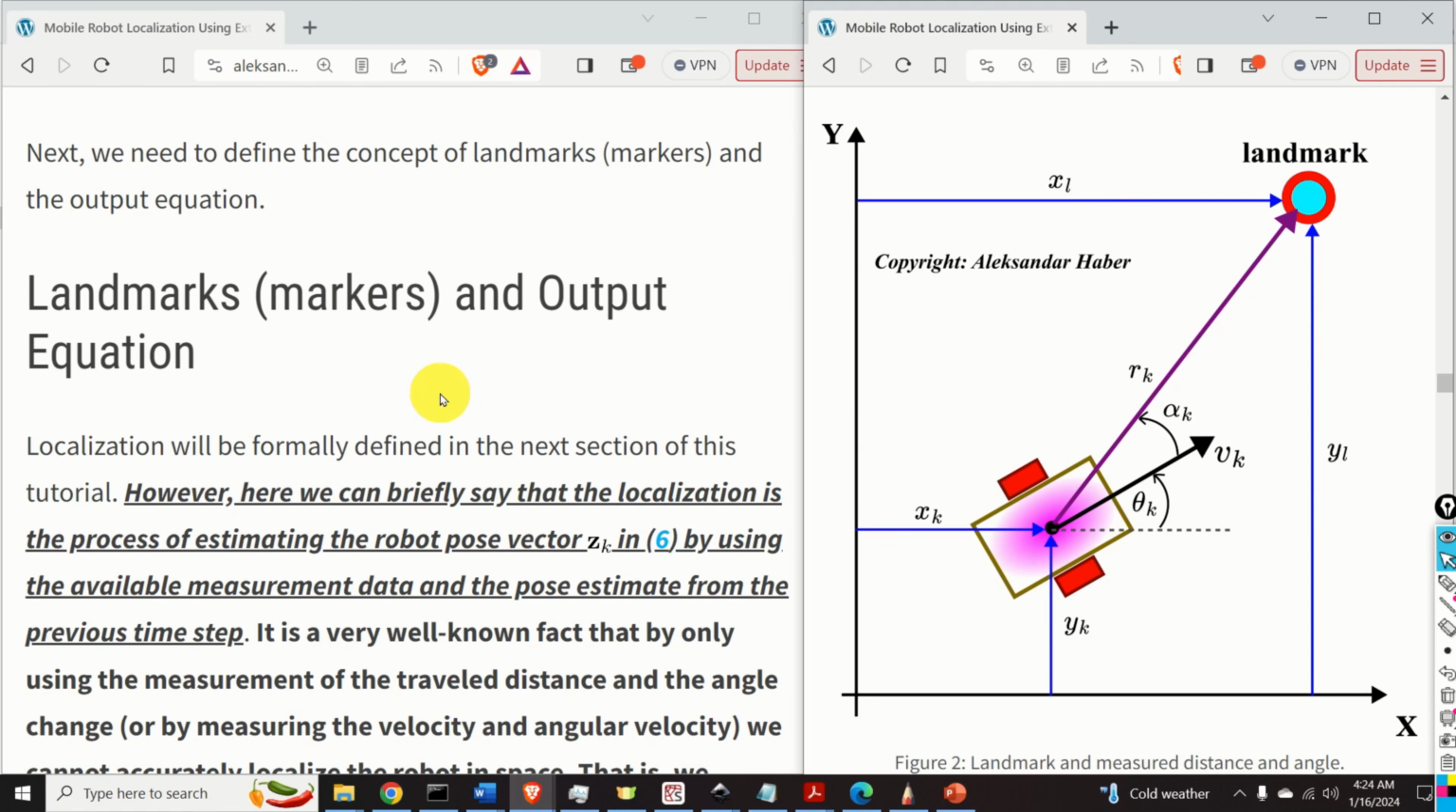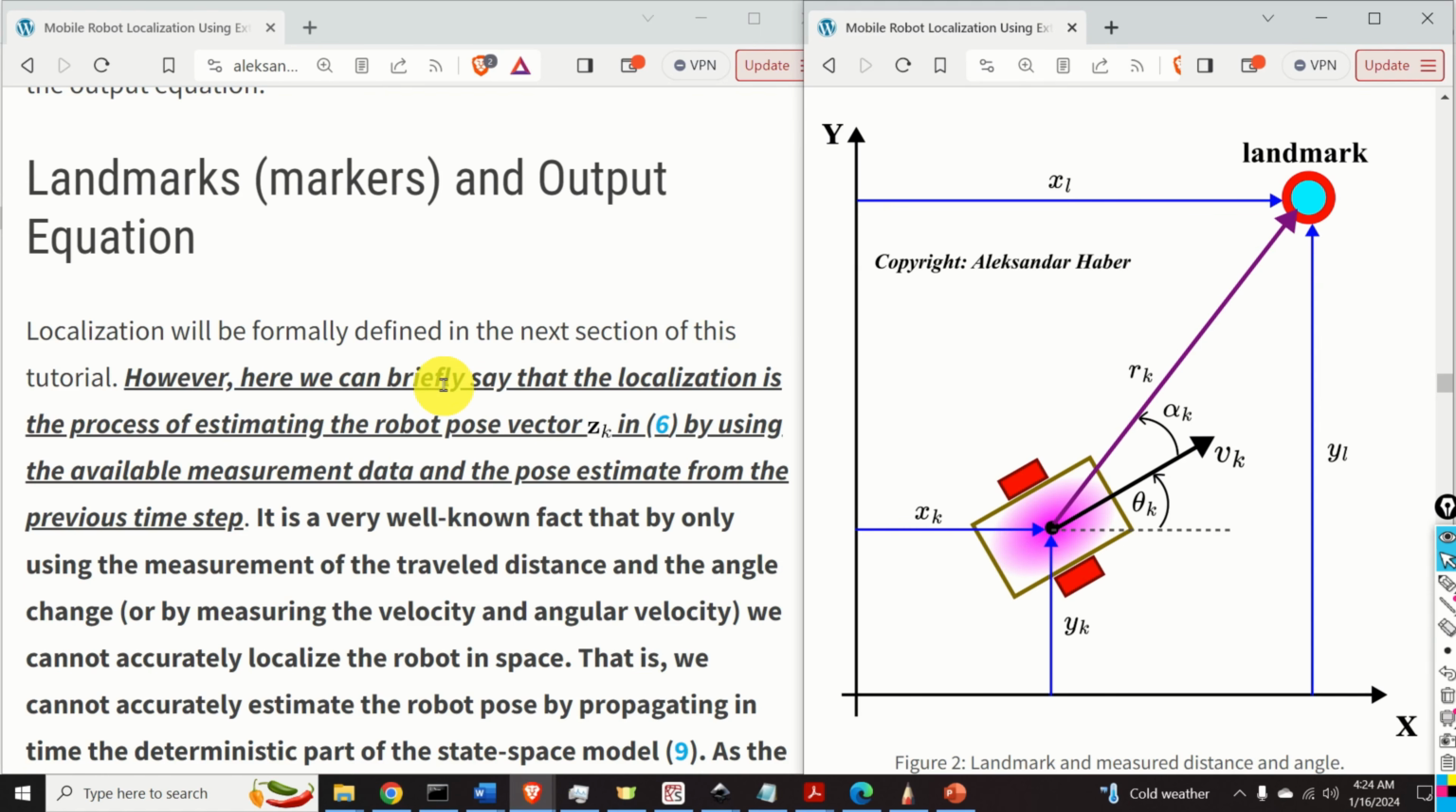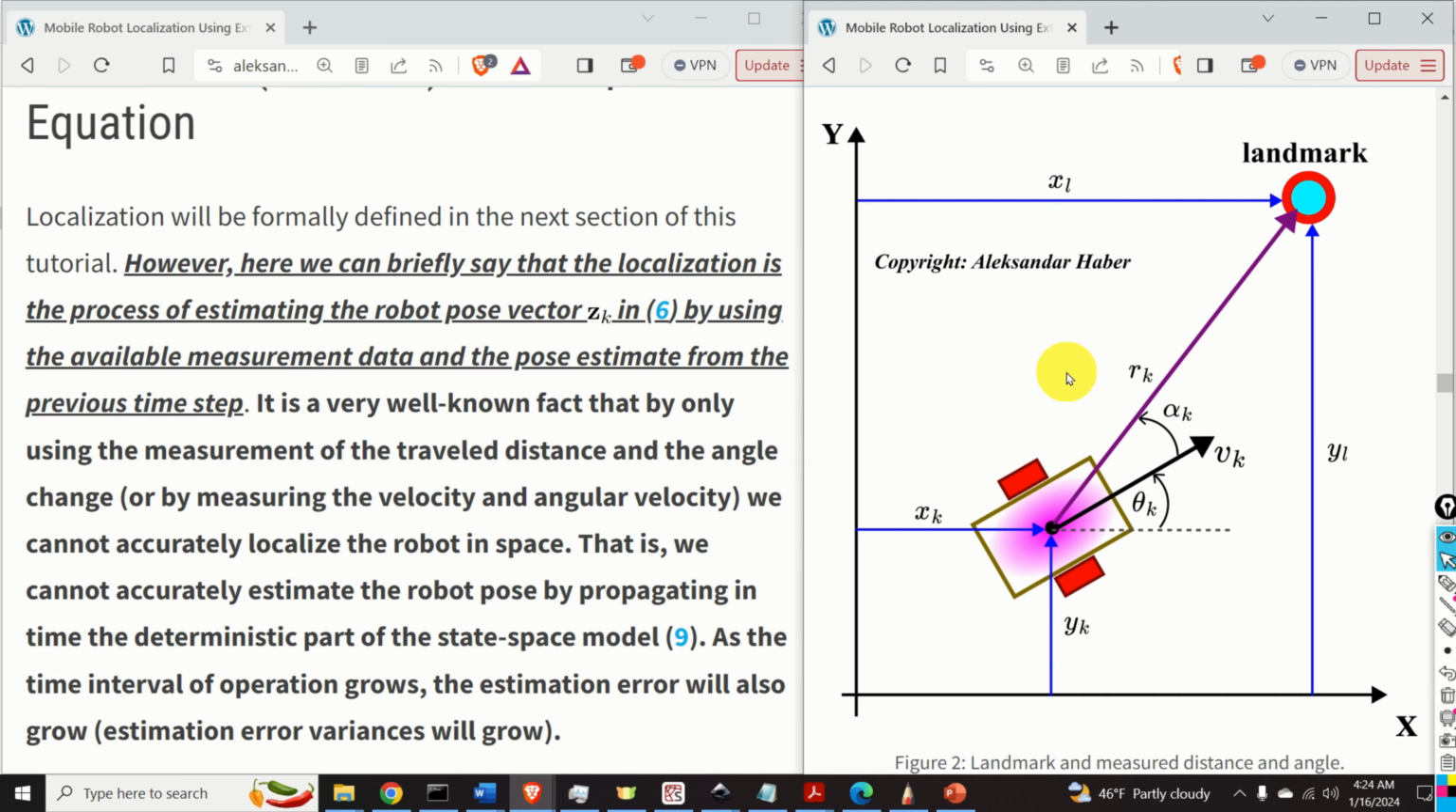Next, we need to define the concept of landmarks and the output equation. Let's start with landmarks. Localization will be formally defined in the next section of this tutorial. However, here, we can briefly say that the localization is the process of estimating the robot pose vector zk by using the available measurement data and the pose estimate from the previous time step. Now, it's a very well-known fact that by only using the measurements of the travel distance and the angle change, or by using the measurements of the velocity and angular velocity, we cannot accurately localize the robot in space.